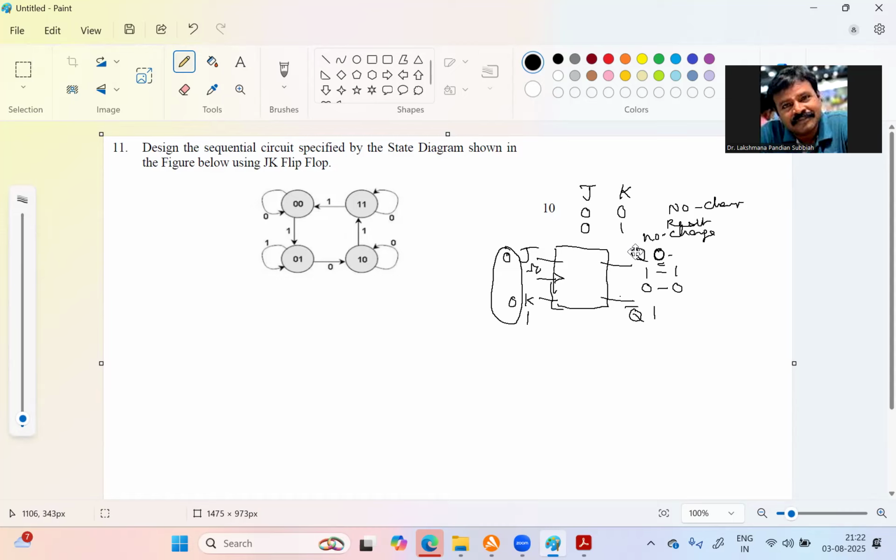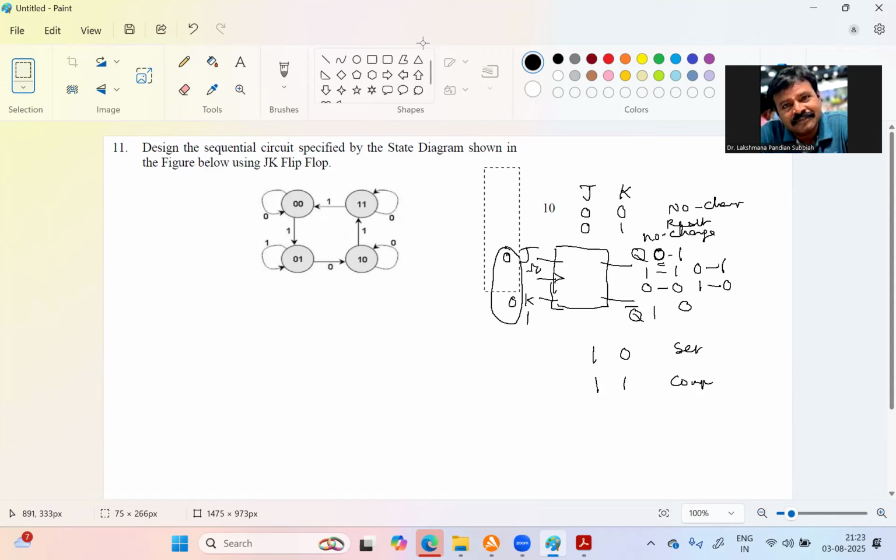Next, for the JK flip-flop, applying 1 0 gives the result set. Set means Q is 1, whatever the previous value was, and Q bar is 0. Then 1 1 gives complement. Complement means if Q is 0, it will change to 1, and if Q is already 1, it will change to 0. So this is the characteristic table of JK.